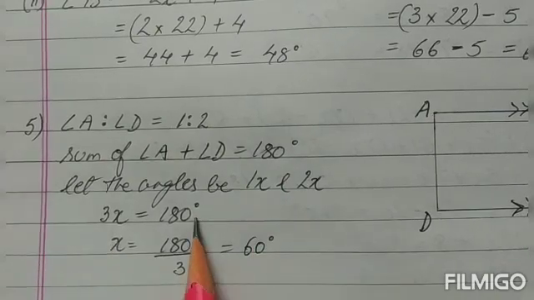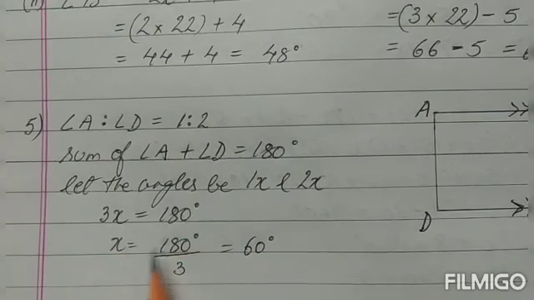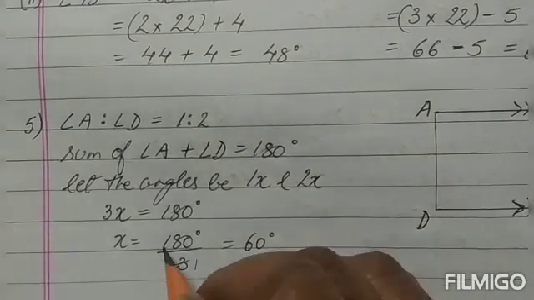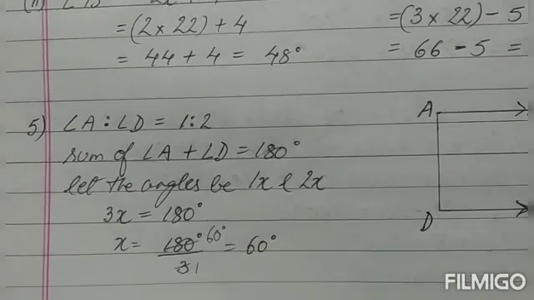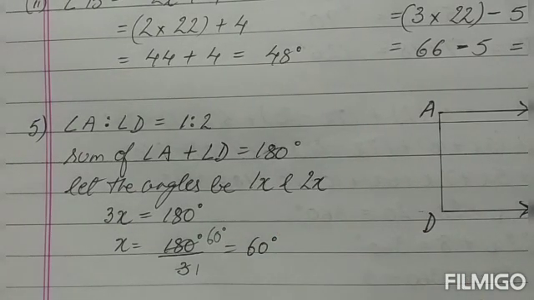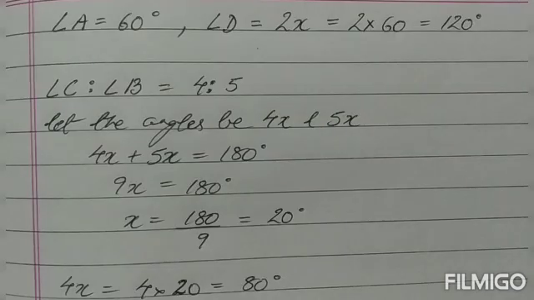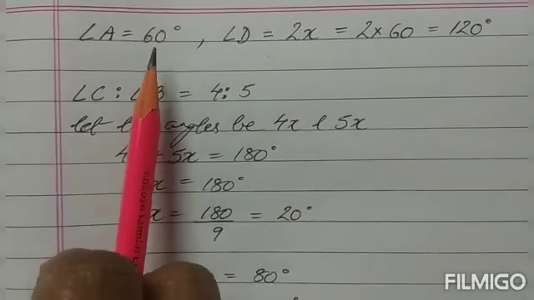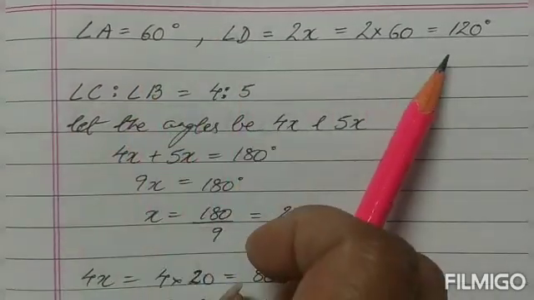The sum of this is 180, so 3x is equal to 180. x is equal to 180 divided by 3. Now reduce it, children. x is equal to 60 degrees. Now put the value of x in the angles 1x and 2x. That will give you the angles A and D. So this is the value of angle A as well as angle D.